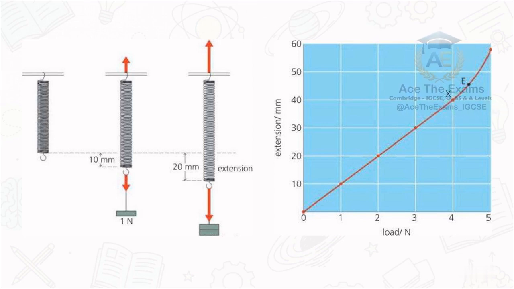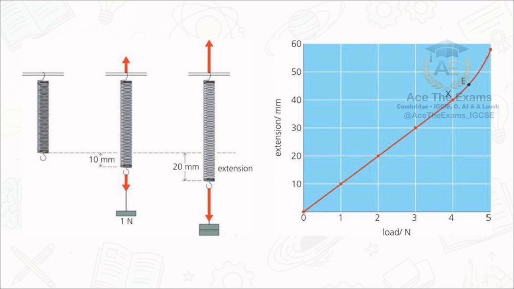Look at this brilliantly illustrated comparison. On the left, we have a physical spring. When a load of 1 Newton is applied, it stretches by 10 millimeters. When a 2 Newton load is applied, it stretches 20 millimeters. Now, how do we translate this for the examiner? Look at the graph on the right. Up to a specific point, marked X, the line is perfectly straight and passes directly through the origin.